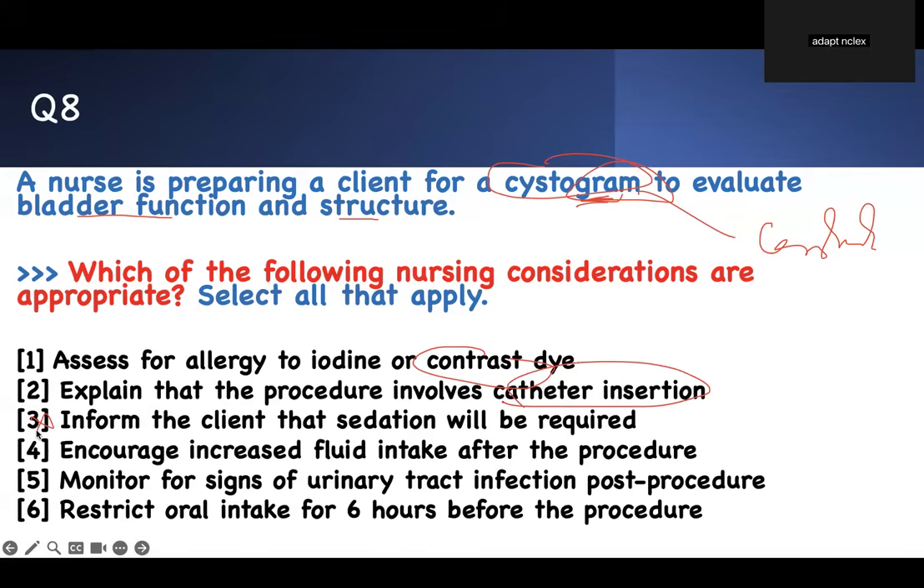Encourage increased fluid intake after the procedure. Every time they give you contrast, don't forget about it. You need a bunch of fluid to wash it out. Monitor for signs of urinary tract infection post-procedure, because I placed a Foley catheter. Restrict oral intake for 6 hours before the procedure. You don't need to be NPO for this procedure. Therefore, which are appropriate? Assess for contrast allergy, catheter insertion, drink a lot of water to get rid of the contrast, and watch for infection. 3 and 6 are wrong. But you can see how it looked intimidating, but I know you got it.